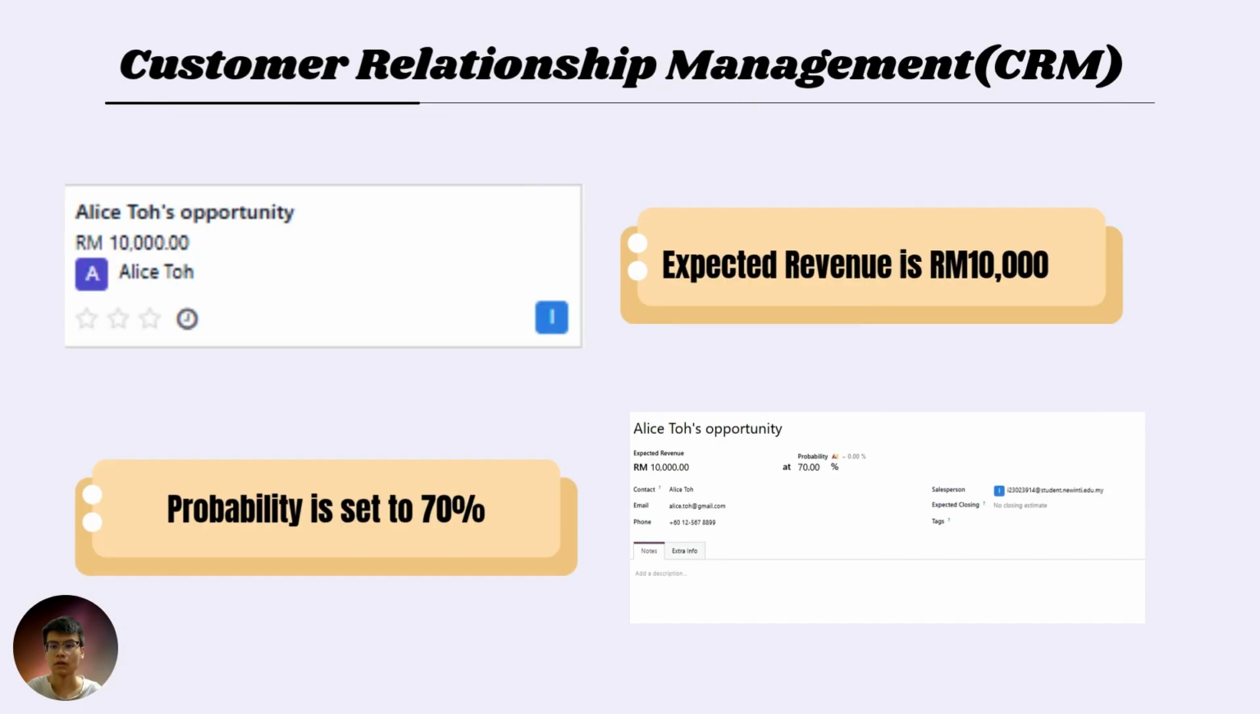Before creating a sales order, we first manage customer opportunities using the CRM module. In this example, we create a sales opportunity with an expected revenue of 10,000 ringgit and a success probability of 70%. CRM helps our sales team monitor potential customers, track business opportunities, and improve sales planning. Once the opportunity is confirmed, it can be converted into a quotation and continue through the complete sales process in Odoo. Now I will pass to my teammate to continue.